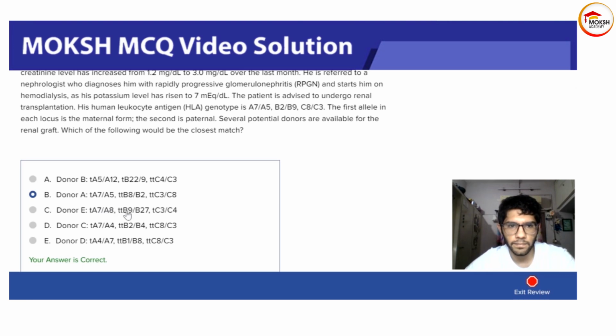A7, A8, B9, B27: here also it is more than 2 mismatches. A7, A4, B2, B4, and A4, A7, B1, B8: here also it is more than 2. So our only possible option is option B.